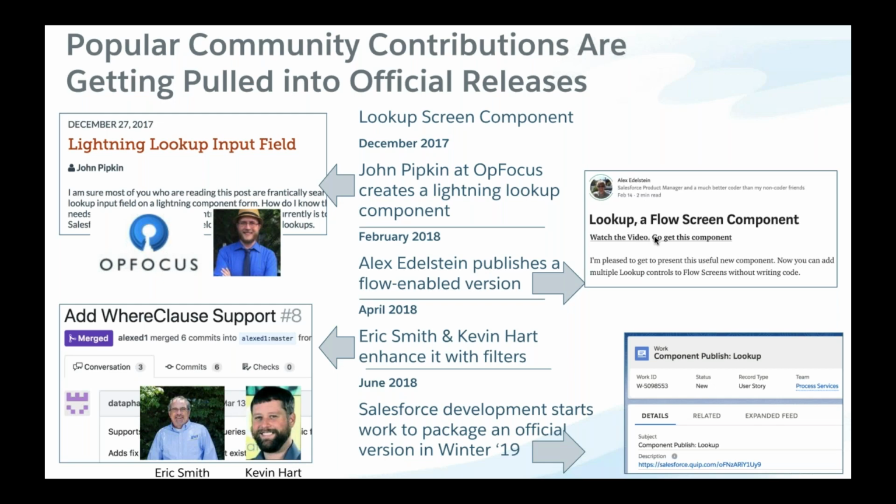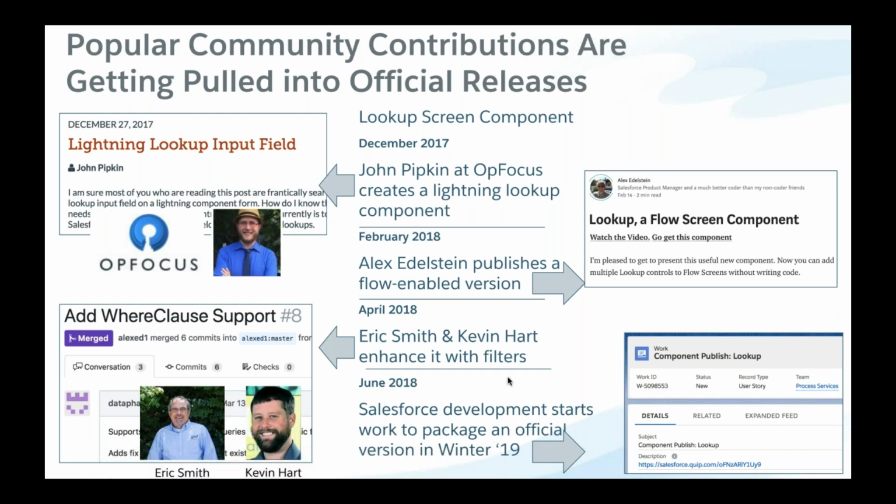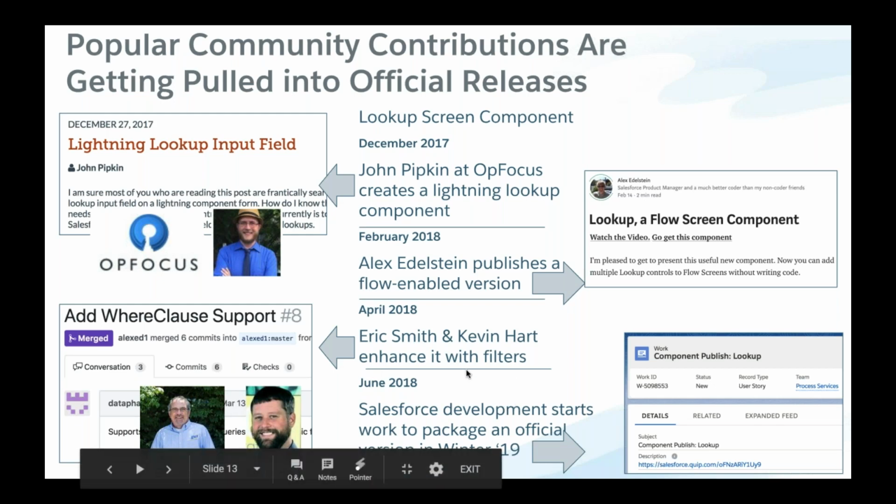And I got some responses like, yeah, it's pretty nice, but you can't do any filtering. Well, within a couple of months, Eric Smith and Kevin Hart, two independent members of the Flow community, had both submitted pull requests and provided two separate, distinct ways to do filtering on that lookup component. Kevin made it possible to apply arbitrary where clauses, and Eric provided a declarative way that you could filter on a particular field and even create dependencies between two lookups.